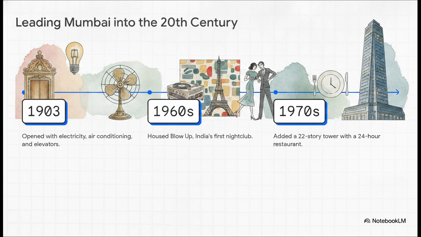Fast forward to the 60s, and it housed India's first nightclub, called Blow Up, and even hosted the country's first fashion show. By the 70s, they added a 22-story tower featuring India's first 24-hour restaurant. So, for the film set dressers, this meant visualizing and sourcing props for a space that had spent an entire century collecting literally the finest things the world had to offer. Talk about a scavenger hunt.